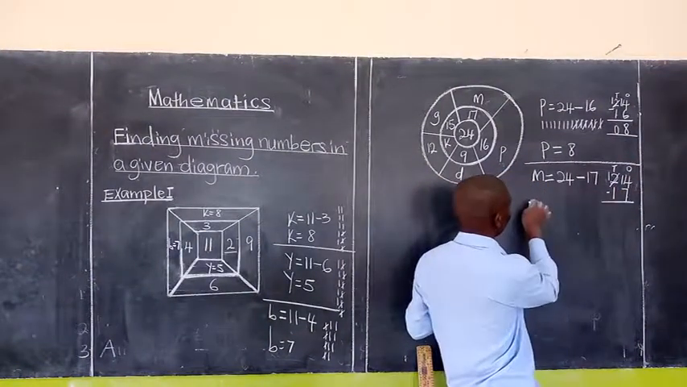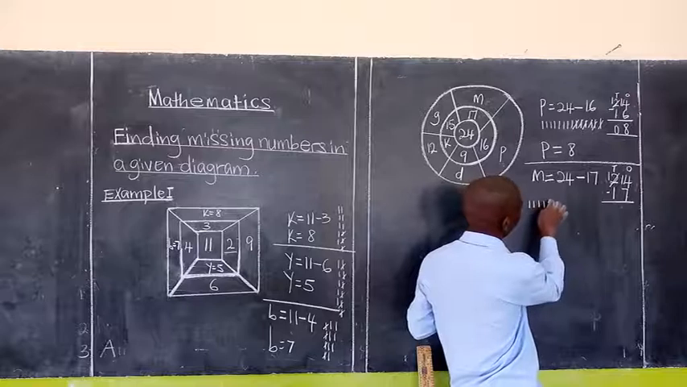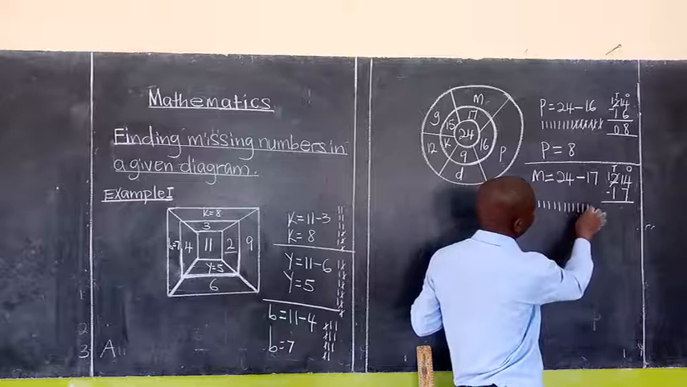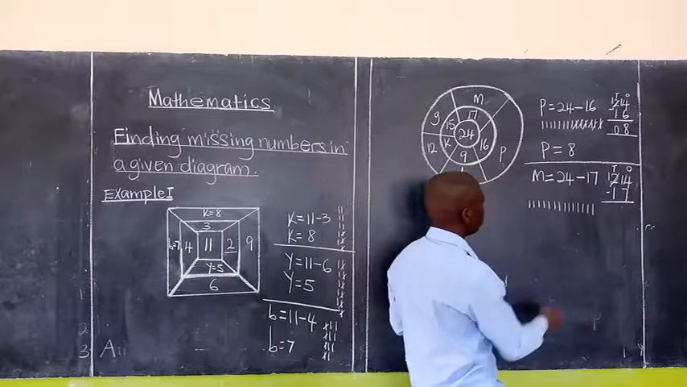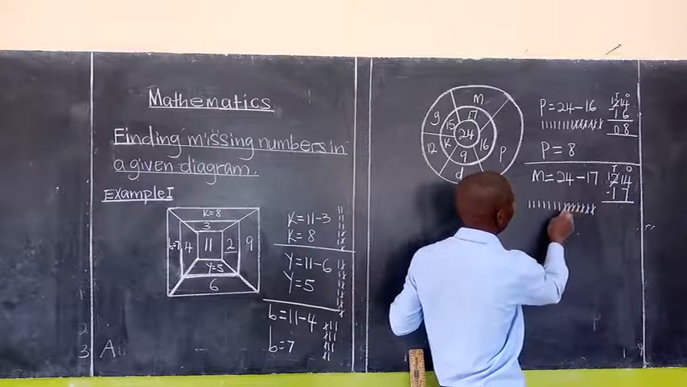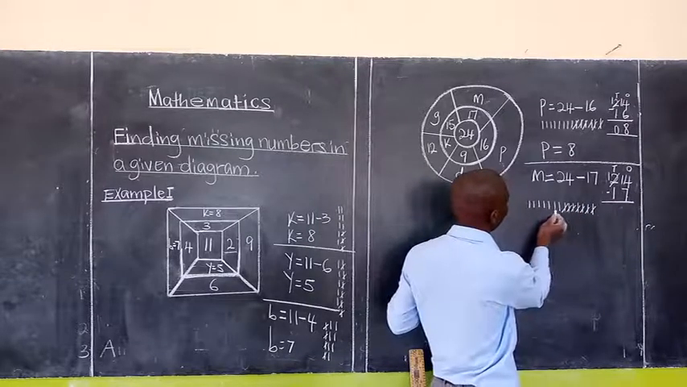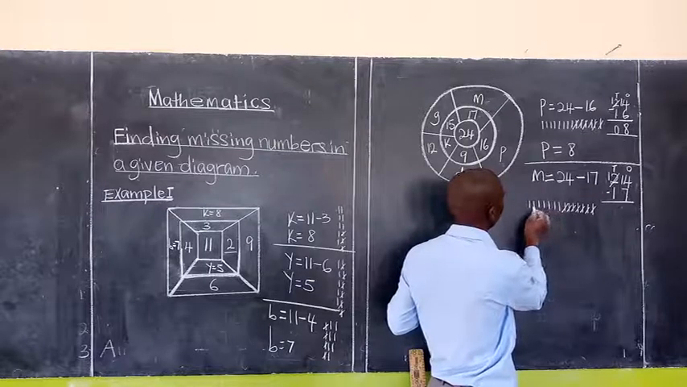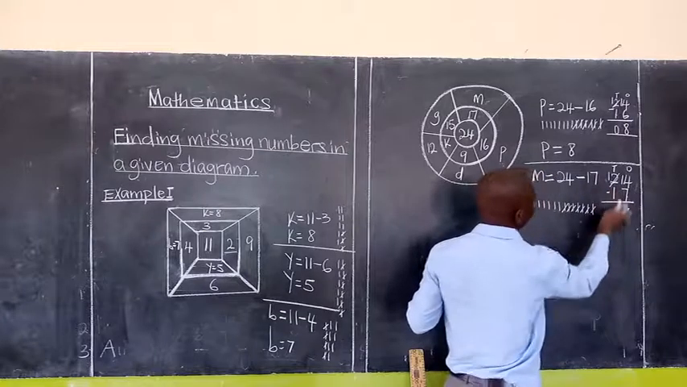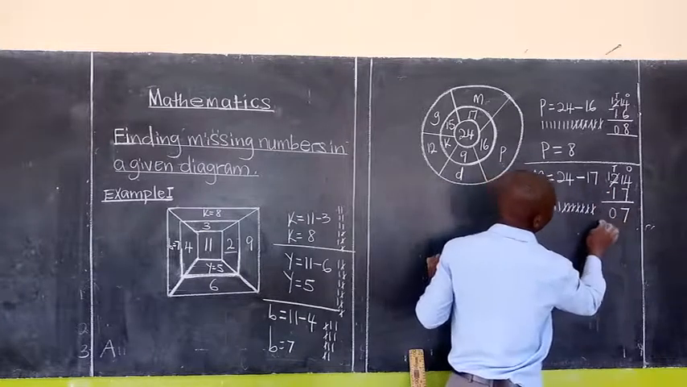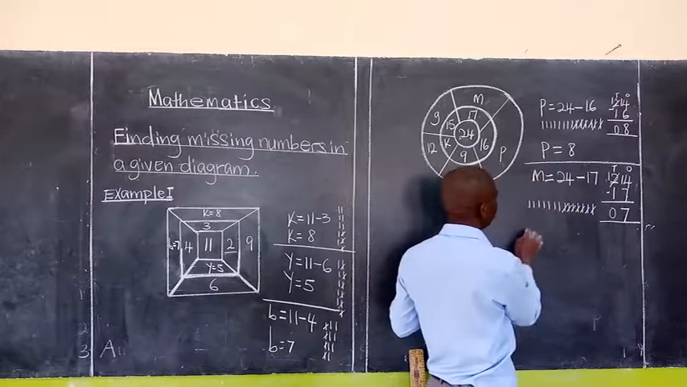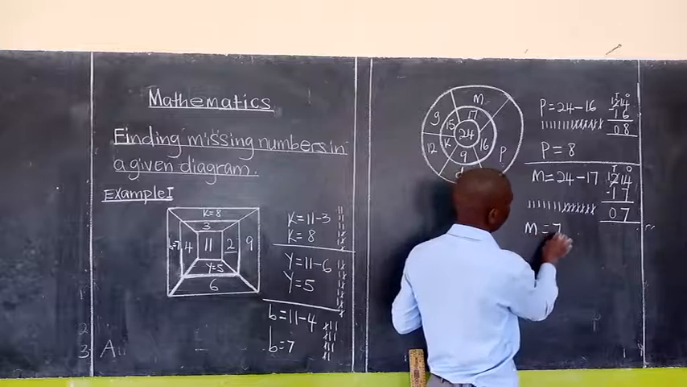You can draw our sticks. 1, 2, 3, 4, 5, 6, 7, 8, 9, 10, 11, 12, 13, 14. So we are taking away 7: 1, 2, 3, 4, 5, 6, 7. What do we remain with? 1, 2, 3, 4, 5, 6, 7. So here we have 7. 1 take away 1, remain with nothing. Nothing is the same as 0. So the value of M is 7.